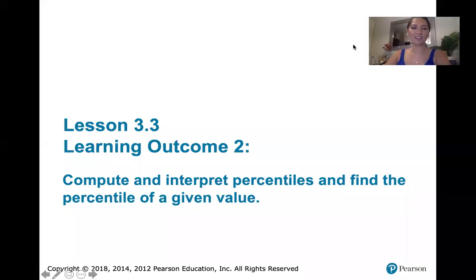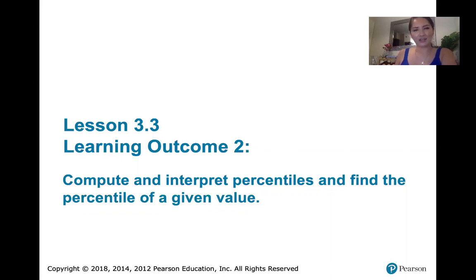In this video, we discuss learning outcome number 2, which is all about computing and interpreting percentiles and finding the percentile of a given value. So z-scores were a measure of relative standing because they told us where our particular x value stood relative to the mean in terms of the number of standard deviations that value was above the mean, or possibly below the mean if the z-score was negative or if the value was less than the mean.